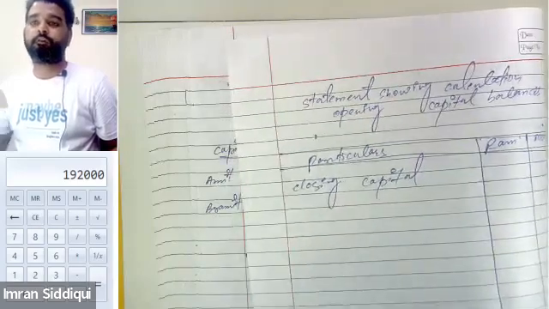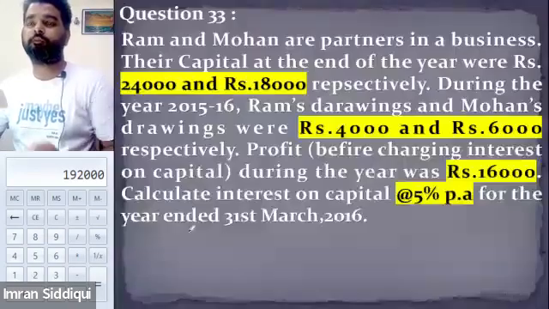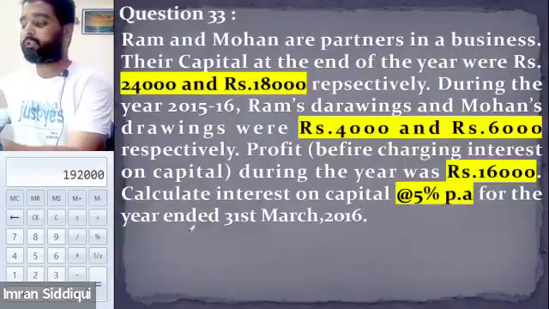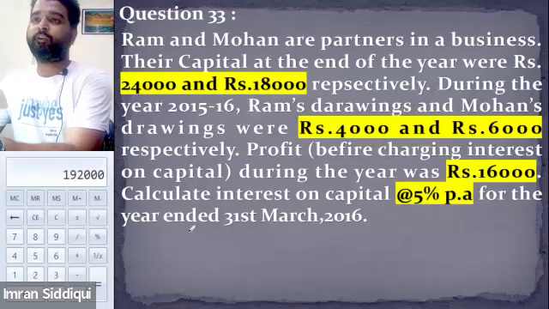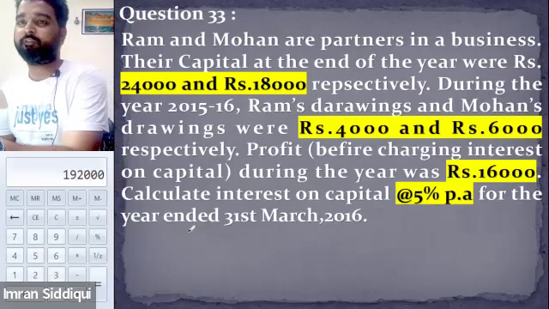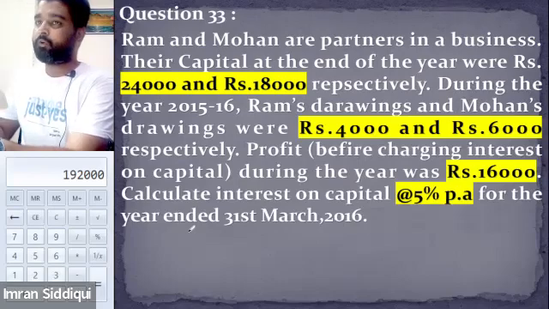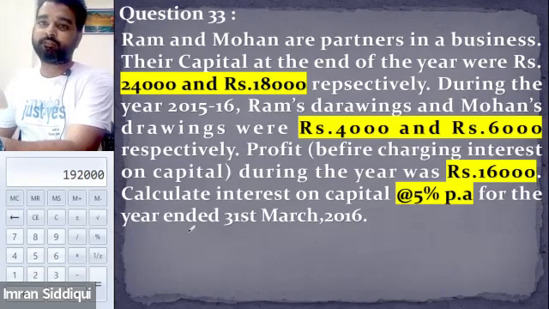No, sir. Their closing capital balances were, let me show you, 24,000 and 18,000. That is the closing balances of the partner. 24,000 and 18,000. All right, everyone, is this clear or not? Emma, is this clear? Yes or no? Yes, sir. Okay.